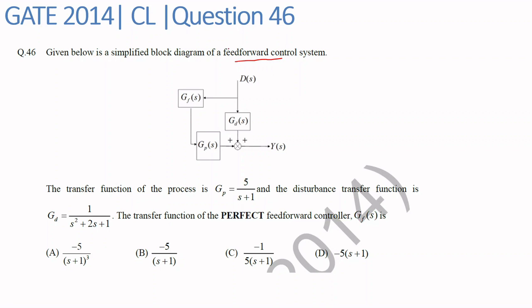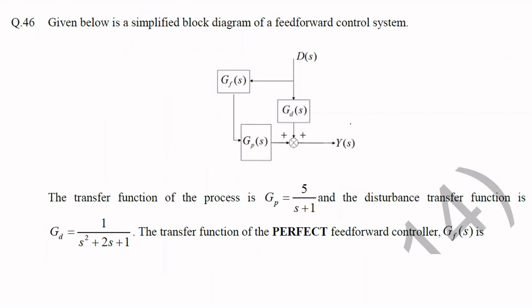So here we have been given a feed forward control system, and corresponding to that we have been given the process transfer function Gp of s and the disturbance transfer function Gd of s as well, and we have been asked to find the transfer function for this feed forward controller, that is Gf of s. So let's just write the output equation.